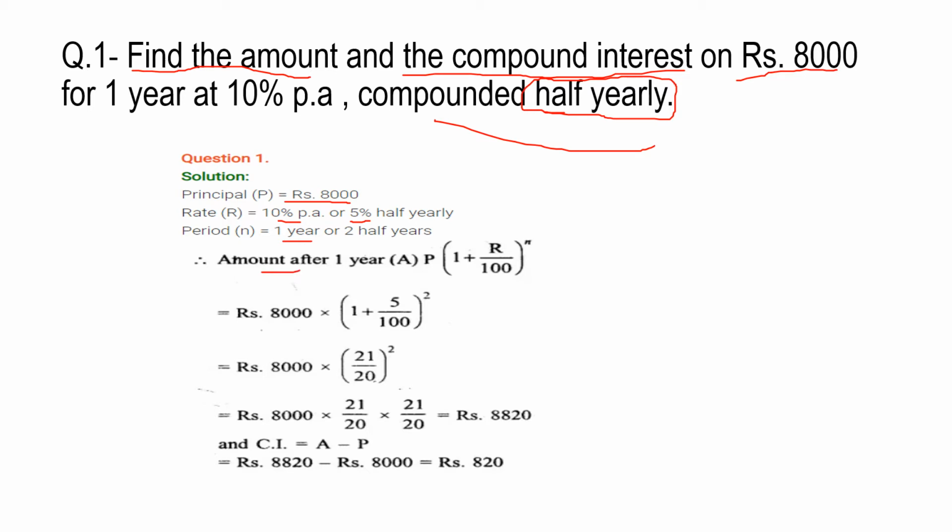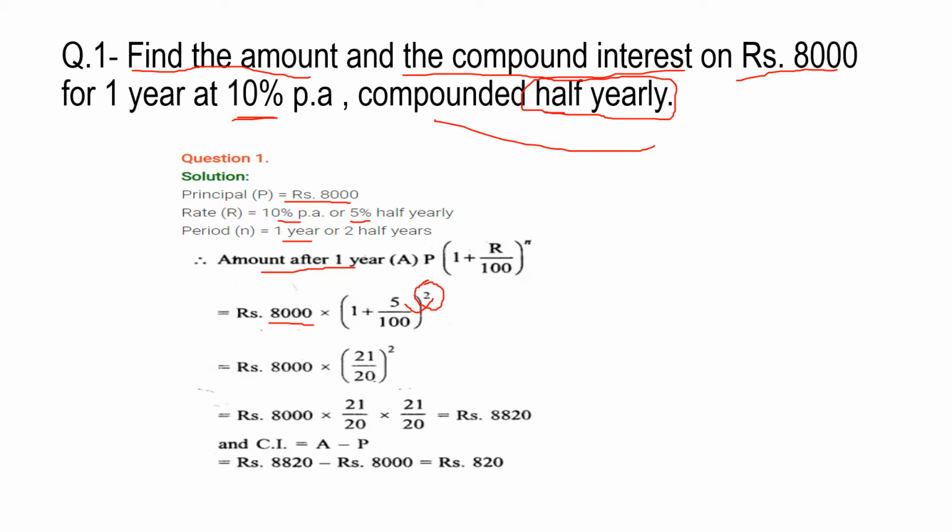And the formula for amount is P into 1 plus R by 100 raised to power T. Amount is, principal is 8,000, 1 plus. Now you have to take the new rate, that is 5%, not 10, because half yearly is there. And you have to divide the rate by 2, so it would be 5. So 5 you have to take. And time you have to multiply by 2, so time you have to take 2.